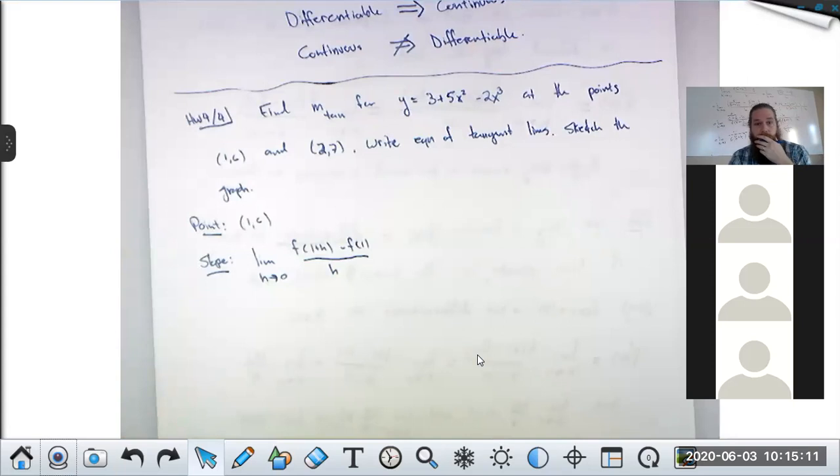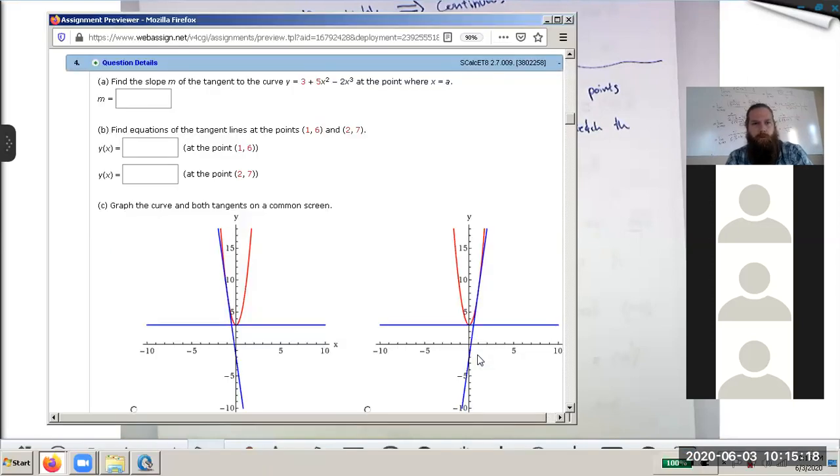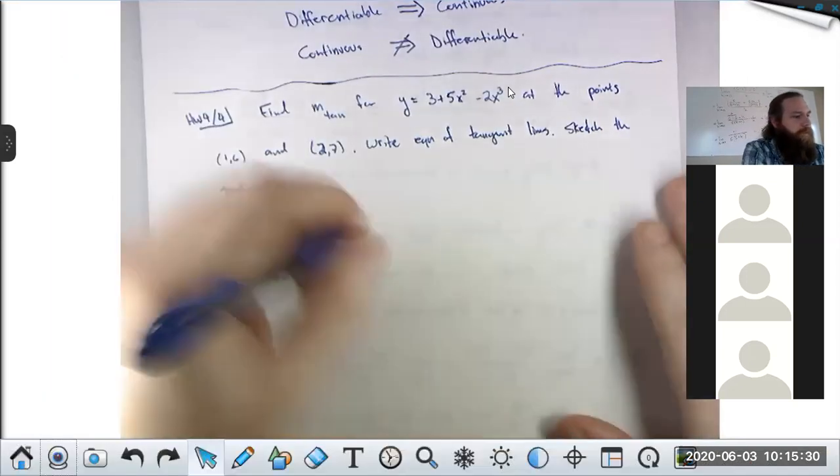Assuming, sir, the first point is x equal to a. Did I misread something? Yeah, this is one. They say at the point where x equal to a. Oh, they want the generic one. Okay, all right. Yeah, we'll do that. I get it. Okay.